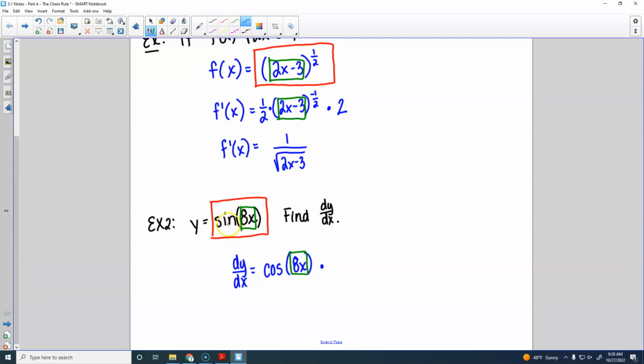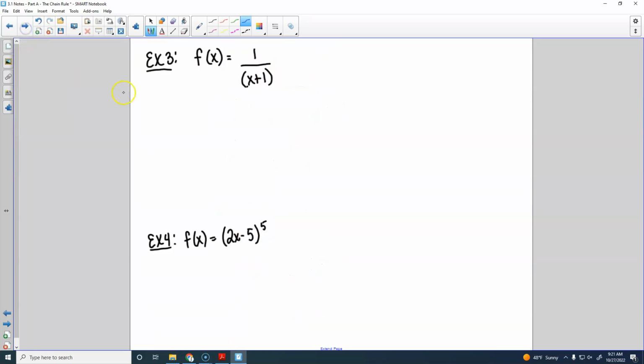So we're just taking the derivative of sine. It is cosine. We leave the other stuff the same. Then we multiply by the derivative of the inside. What is the derivative of the inside here? 8. So you would probably clean this up a little bit and write it like this: 8 cosine of 8x. Okay. Questions? All right. Let's try this next one.